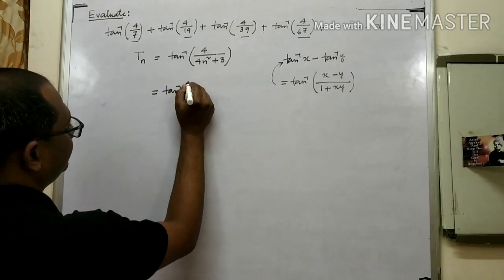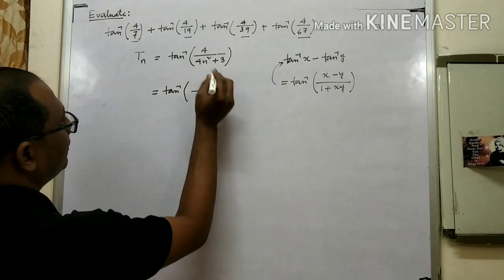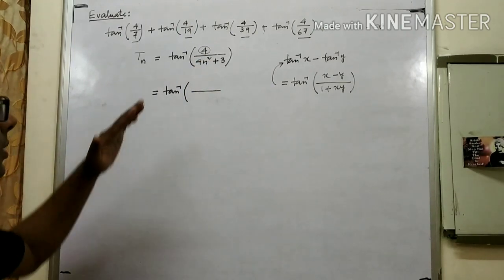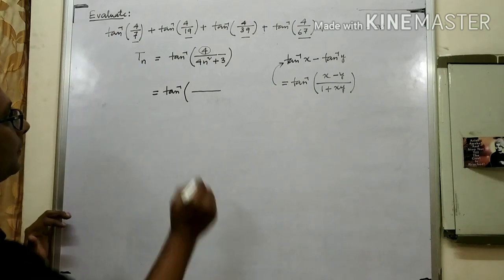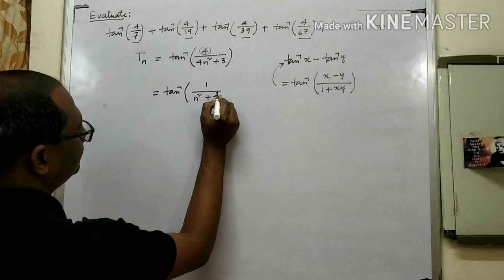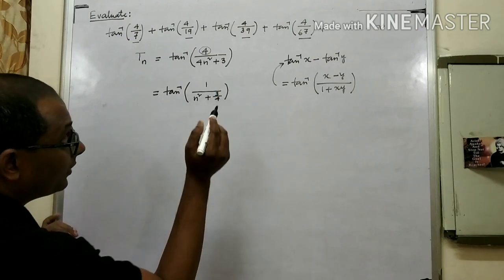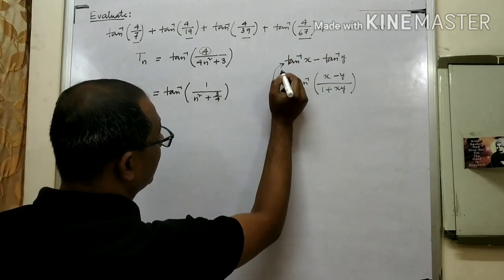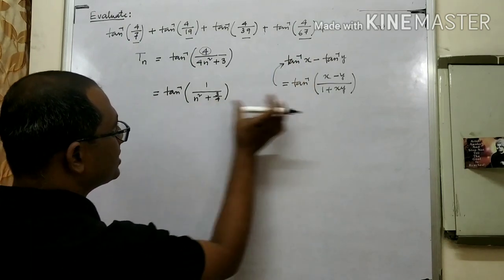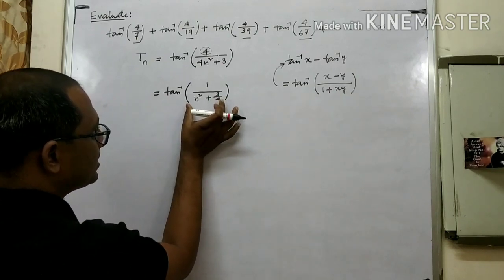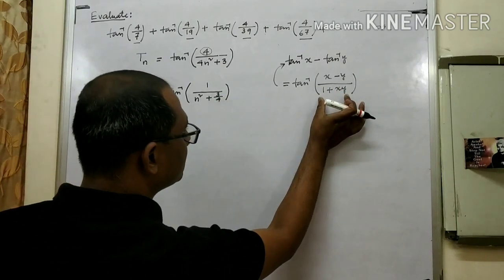Tan inverse. First of all, we'll try to get rid of this constant, which is there in the numerator. Means we'll divide by 4. 1 by n square plus 3 by 4. Now what we are looking at, we have this and we have to get back to that. So basically this one is this. Okay, so I have to express this term like this.